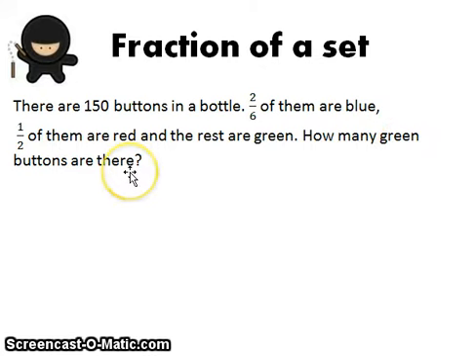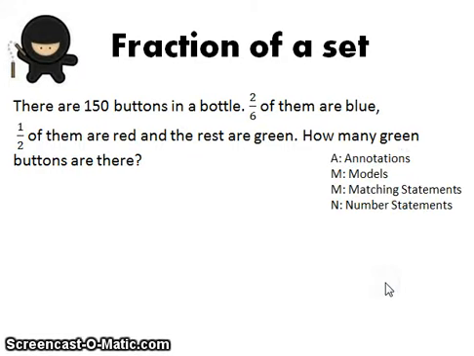Before we start the question, let's remember what we should do first. What are the steps to take to solve word problems? We have learned AMMN: annotations, models, matching statements, as well as number statements. We're going to apply AMMN to solve this word problem. Let's begin with A, annotations. Let's highlight the keywords in this word problem.